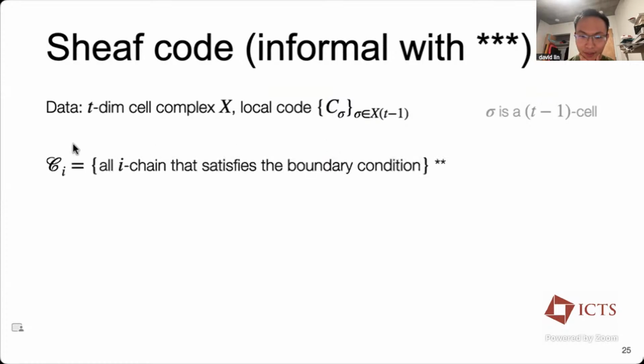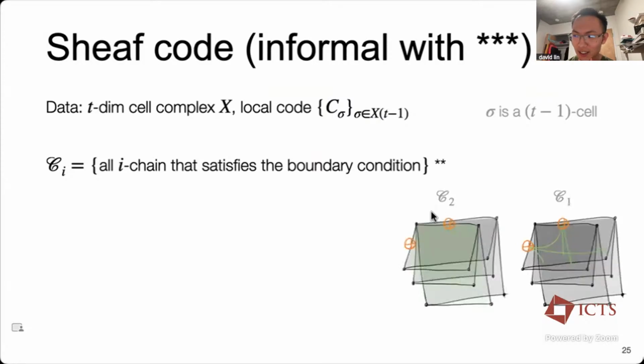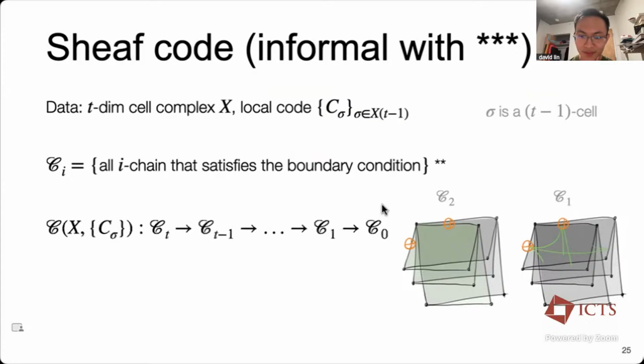Okay, and how do you construct the vector spaces for your chain complex? These would be all the i-chains that satisfy the boundary conditions. So boundary condition is what I mean by these local code conditions. For example, one of the things we discussed is in the classical case we would denote it as C2, and in this quantum code case we would denote it as C1. And now you can use them to construct your chain complex, C_t to C_{t-1} all the way to C_0. There are some natural boundary operations that define these maps, but I won't go into the detail today.